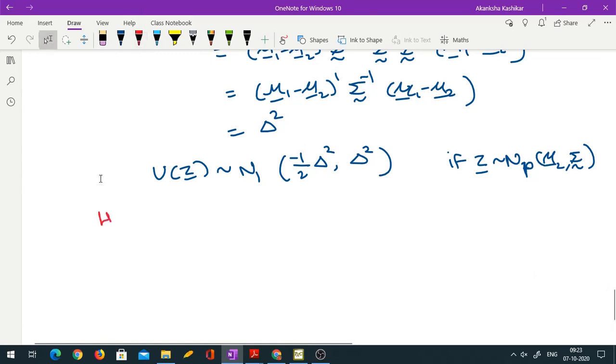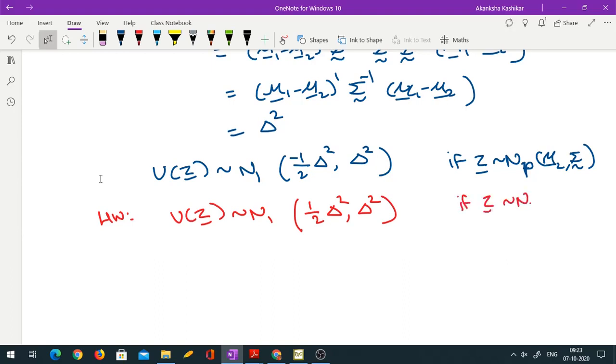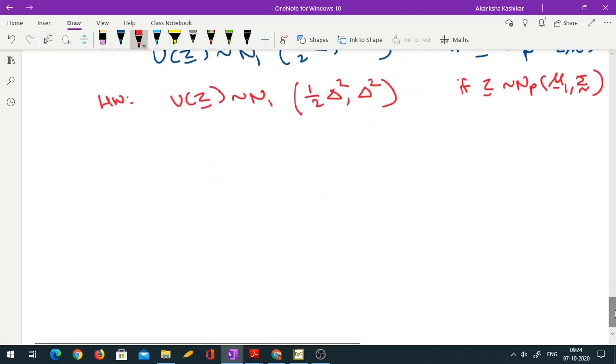Now homework is to find out the distribution of uz. I'm going to write the answer because I need it here for further analysis. uz turns out to be this if z comes from Np(mu1, sigma). Okay. So now we need two types of misclassification probabilities.